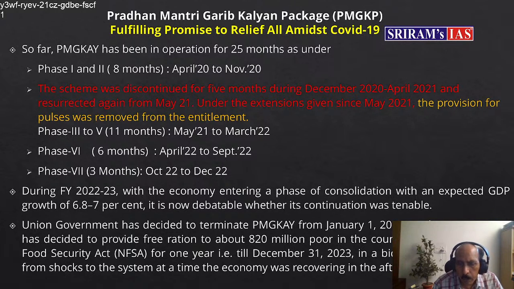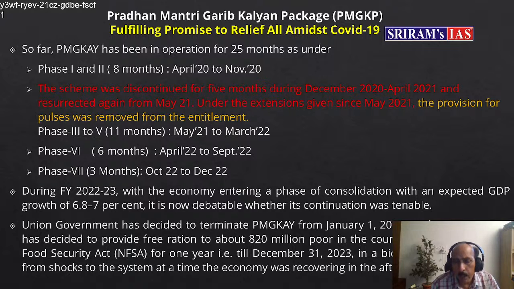But at the same time, the government has decided to provide free ration to the 820 million poor, that is 82 crore people in the country, under the National Food Security Act for one more year, that is up to December 23. Therefore, of course, the scheme is terminated. There is no scheme called Pradhan Mantri Garib Kalyan Yojana today. But the benefits given under the scheme are likely to continue under the targeted PDS system being run under the National Food Security Act.